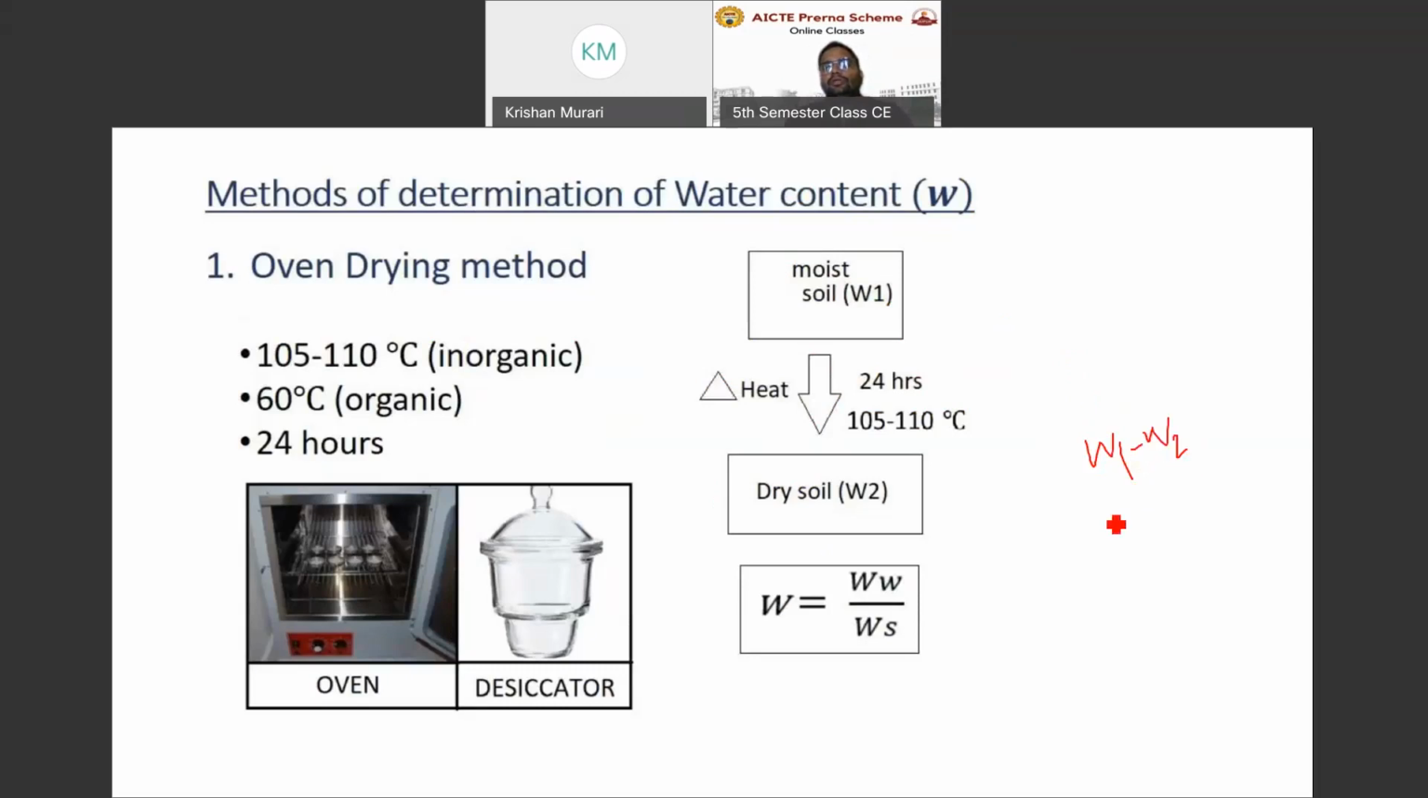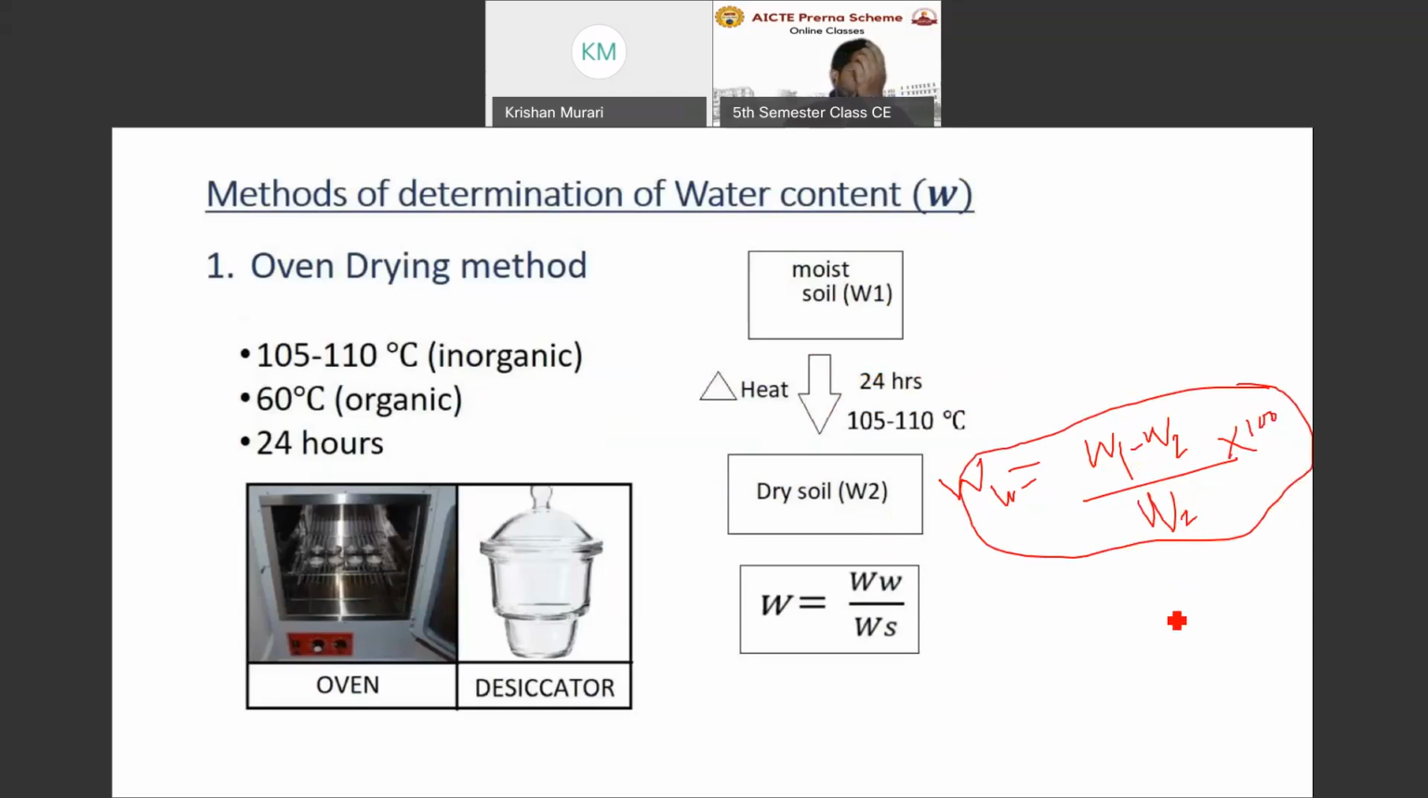So you can simply calculate the weight of water. The weight of water is W1 minus W2, because W1 is the moist weight, and after evaporating the water, that weight is W2. That means the water weight is W1 minus W2. And once you find the water weight, you take the ratio to the dry sample W2, which gives the actual water content. This is the most accurate method of determining the water content.